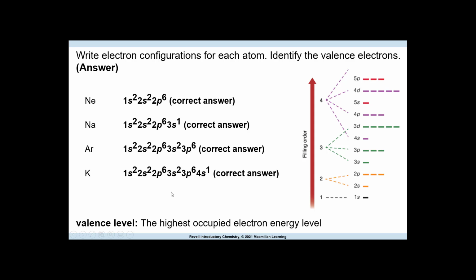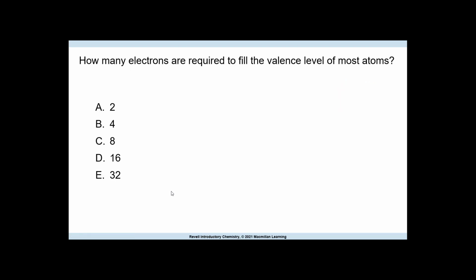So I'm giving you answers, but you guys need to learn how to do these on your own. So I would strongly suggest you go back and try to do these and then get to the slide and look at it. How many electrons are required to fill the valence level of most atoms?